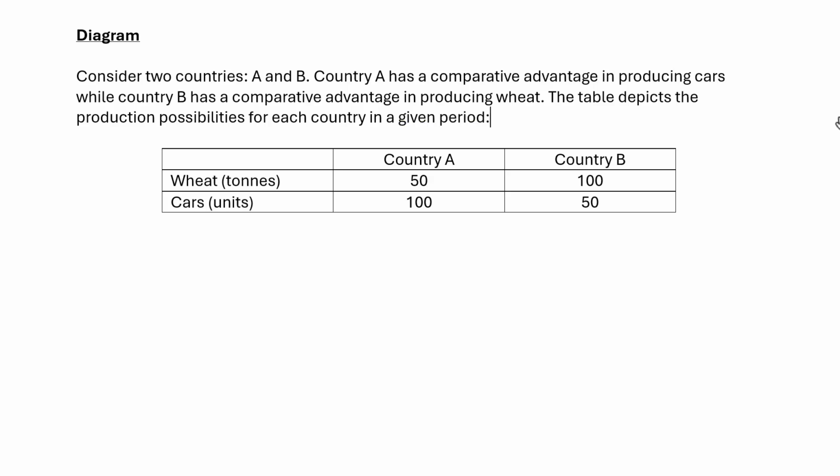Okay, so we've got this table, hypothetically. Country A can make like 50 tons of wheat if it were to use all of its resources, or it can produce like 100 units of cars, anything in between, and country B does the opposite. Furthermore, assume that one car can be traded for 1 ton of wheat in international markets.